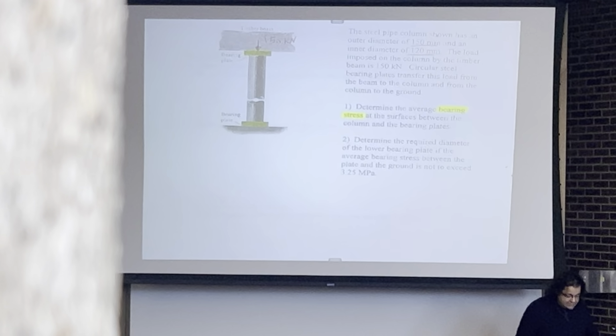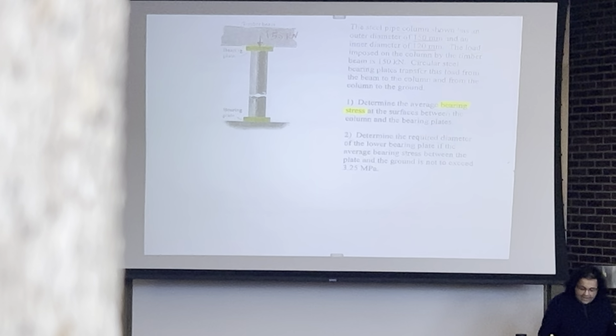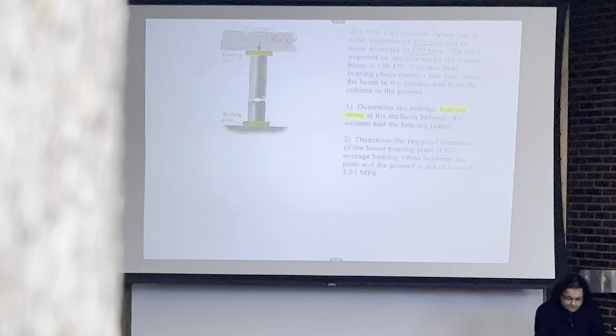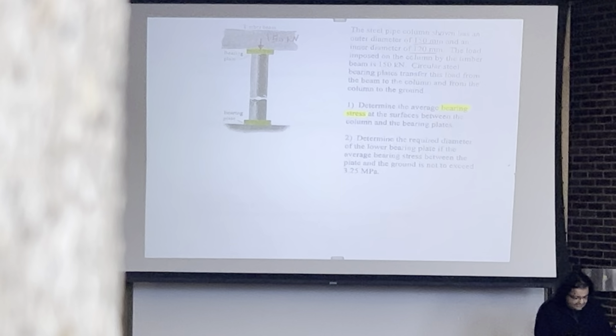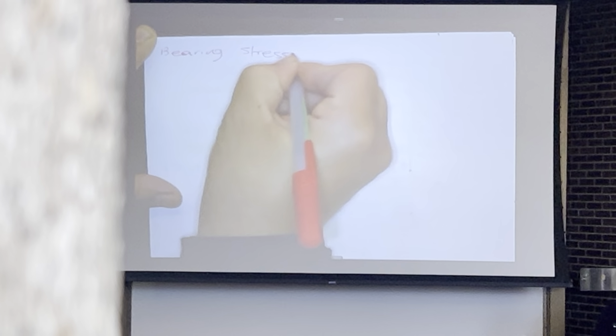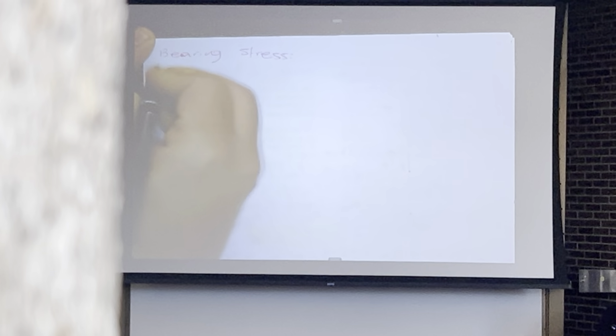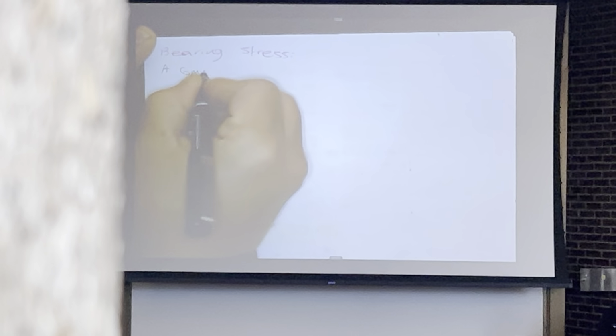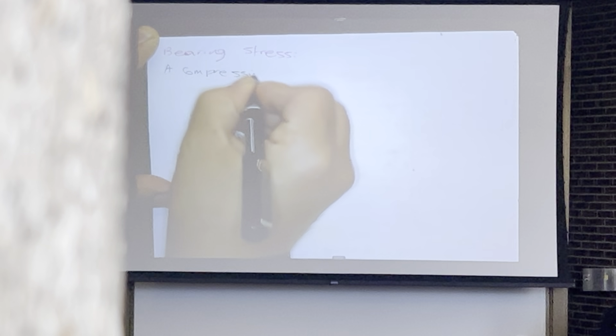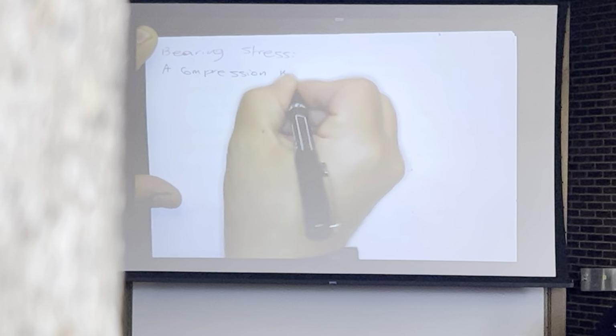So for that, I'm going to define this type of stress at the back of the previous page of the handout. I'm going to first define it and then we're going to calculate it. So bearing stress is actually a compression normal stress.